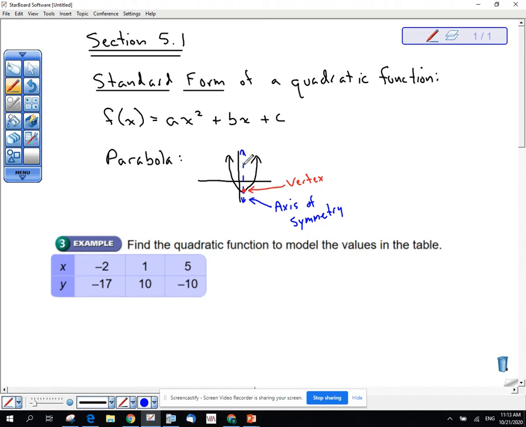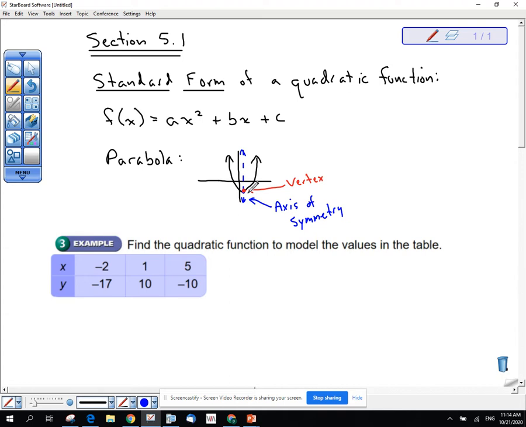That line that I have dashed in blue here is called the axis of symmetry. And then the point that is the low point for parabolas that open up and the high point for parabolas that open down is known as the vertex, okay? So with that, we'll do some examples.